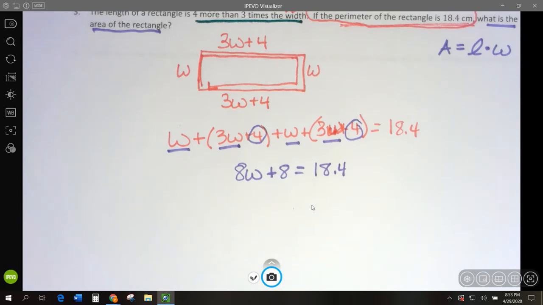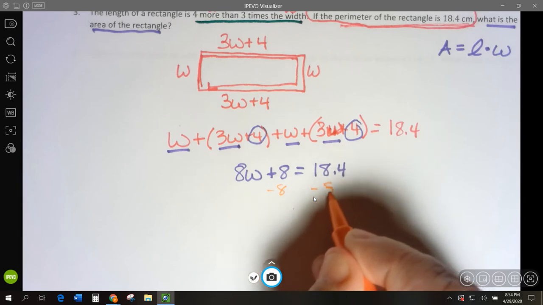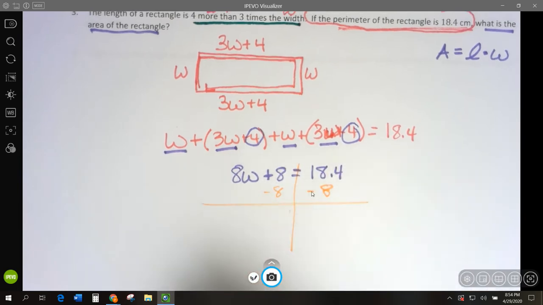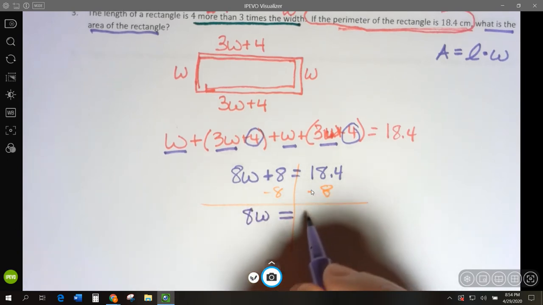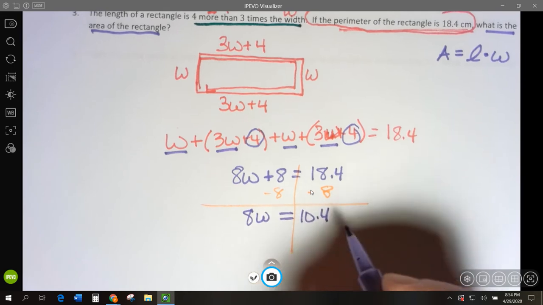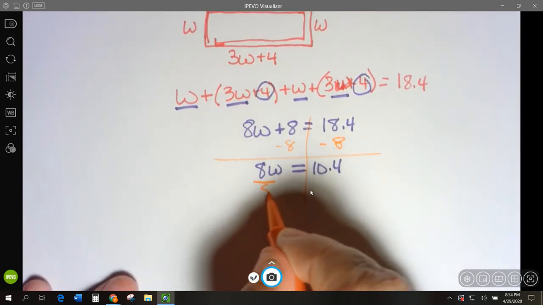Okay, so we need to continue to solve this. So we got to subtract 8 from both sides, right? And we're going to get 8W equals 10.4. Now what are we going to do? That's right, we're going to divide by 8.